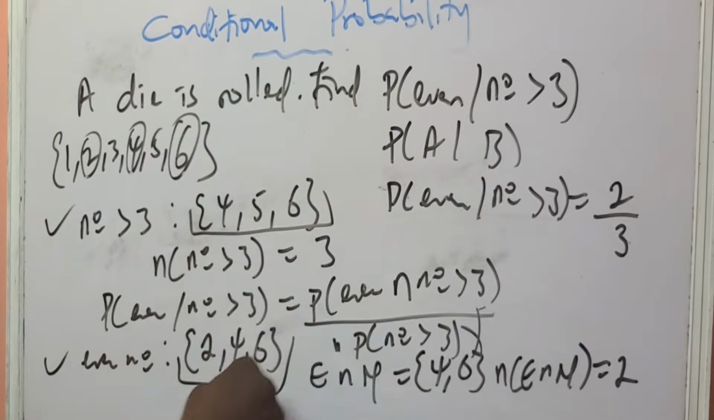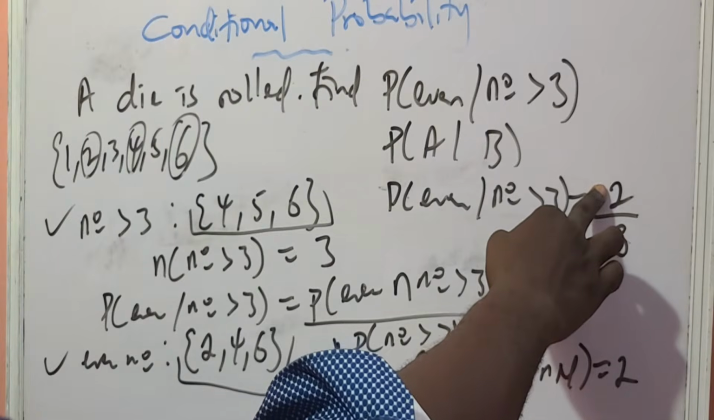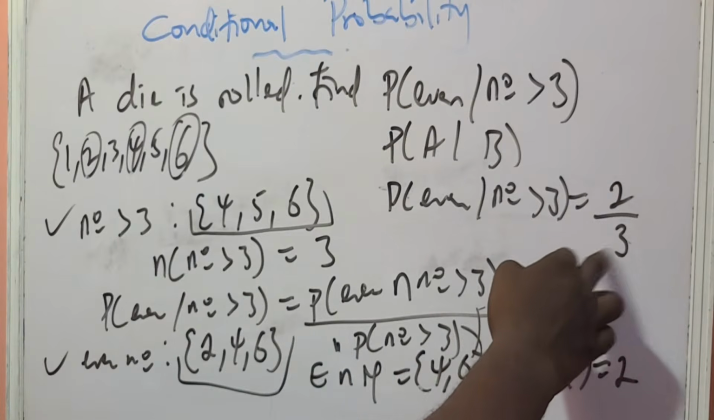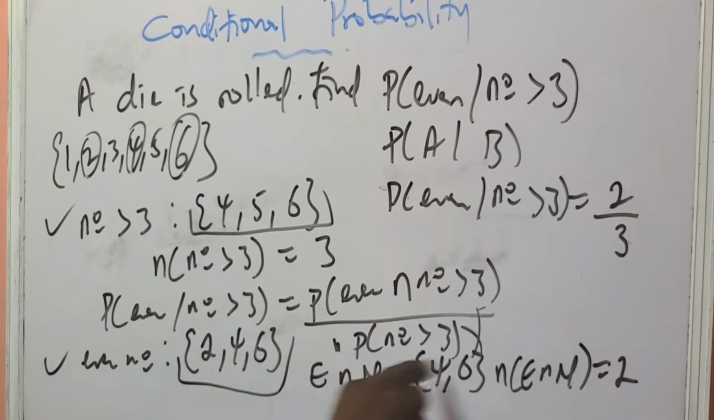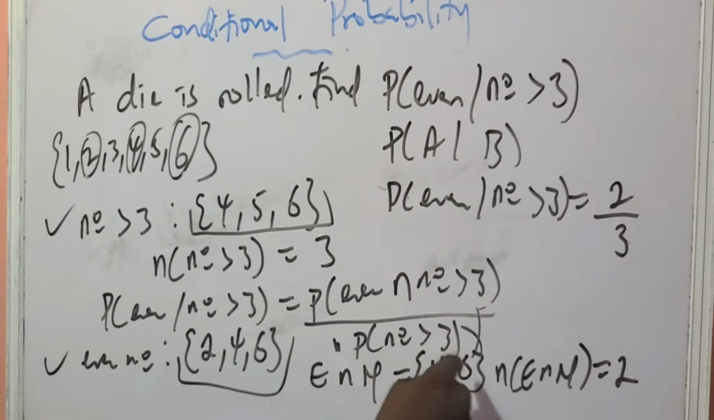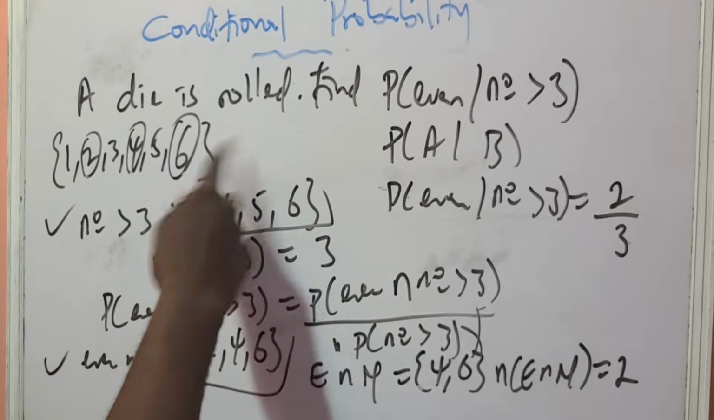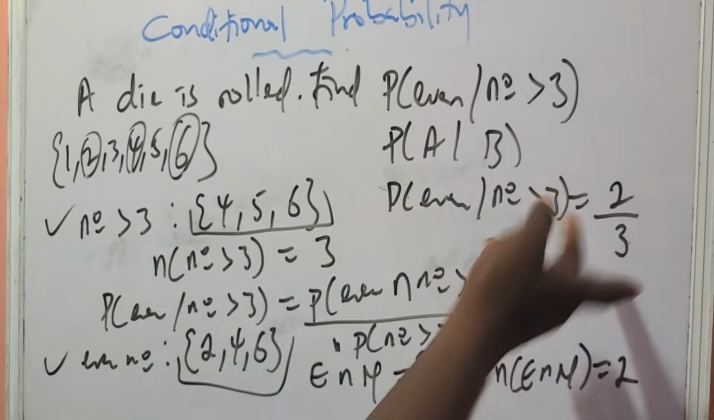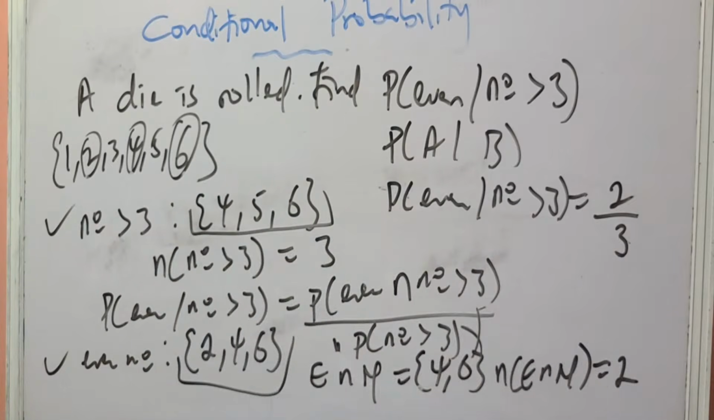What is the intersection here? Of course, 4 and 6. What's the number of elements there? Of course, you know we're always interested in the number of elements in the event space. 2. That's our numerator. Now, I told you that this 3 comes from the condition that was attached, number greater than 3. Number greater than 3 now has how many elements in the event space? 3 over 3. Does it make sense?